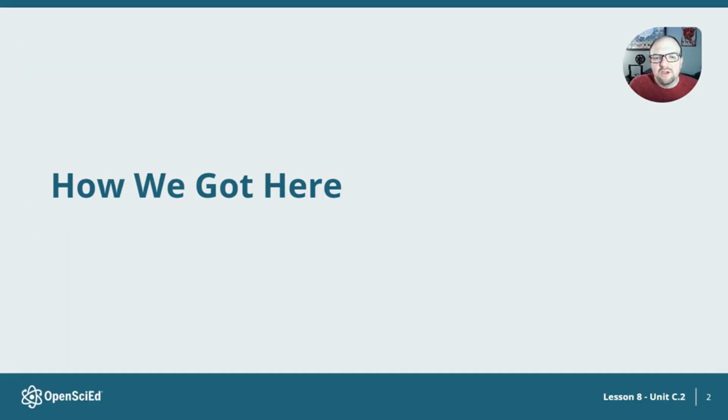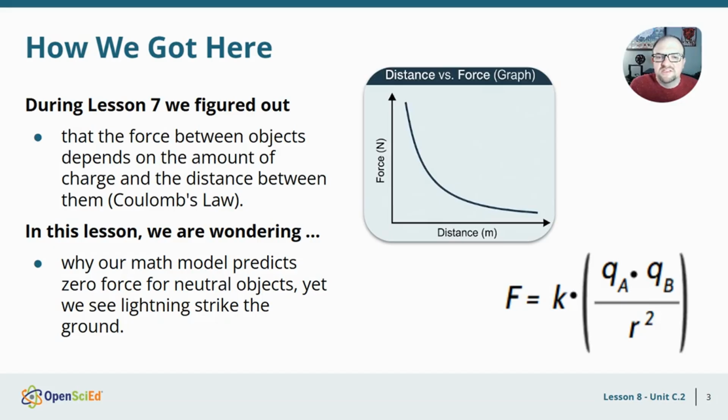So let's begin by grounding ourselves in where our students' heads are as they walk in the door after they have just completed Lesson 7, which is when they successfully derived Coulomb's law. We have a clean mathematical model stating that force depends on the amount of charge. Students are confident that if an object is neutral, meaning its charge is zero, then its electrostatic force must also be zero. In this lesson, we are wondering why our mathematical model predicts zero force for neutral objects, yet we know lightning strikes the neutral ground, and we see balloons stick to neutral walls.